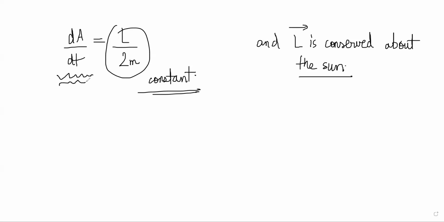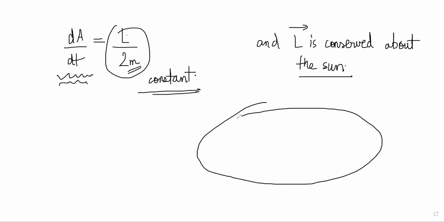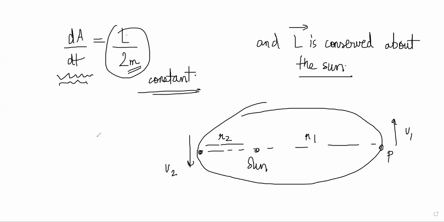The rate of area being swept is constant because L is constant and M is obviously constant. So this tells us that since L is conserved, if the sun was here and the planet was at two different locations far away, if this speed is v1 and this radius is r1, and this speed is v2 and radius r2, obviously L will be the same. So m1 v1 r1 should be m1 v2 r2. We have v1 r1 equal to v2 r2.